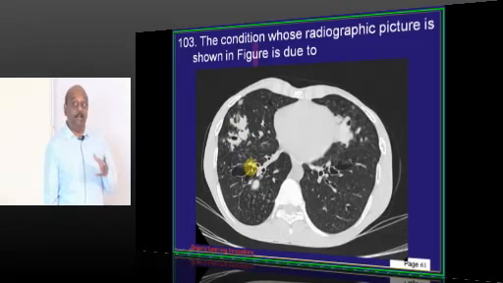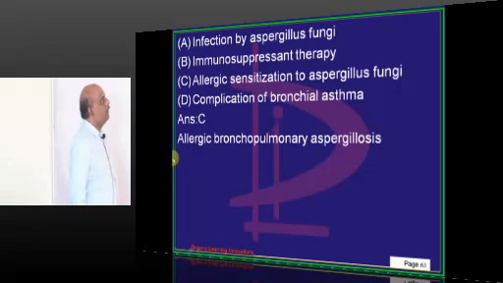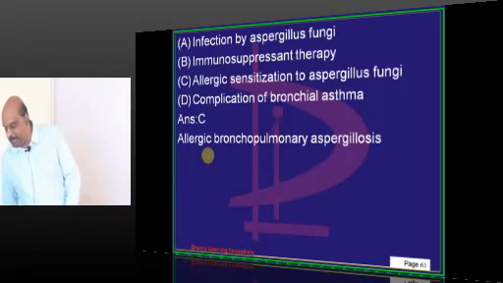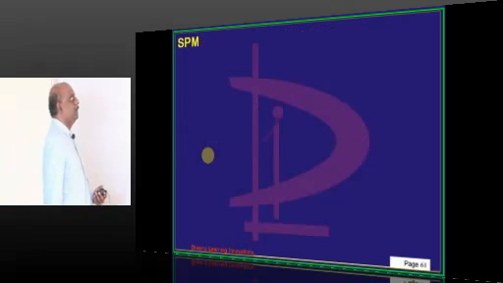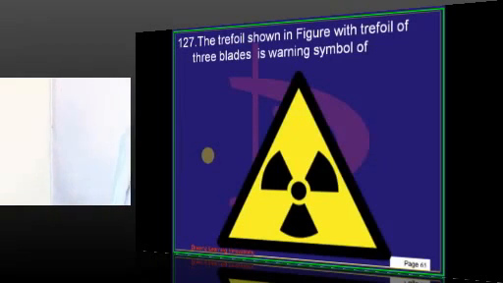Here you are seeing central bronchiectasis, which is a feature of allergic bronchopulmonary aspergillosis. So it is allergic sensitization to the aspergillus in the lung is the typical feature which you have to basically remember. Now a trefoil has been shown to you.